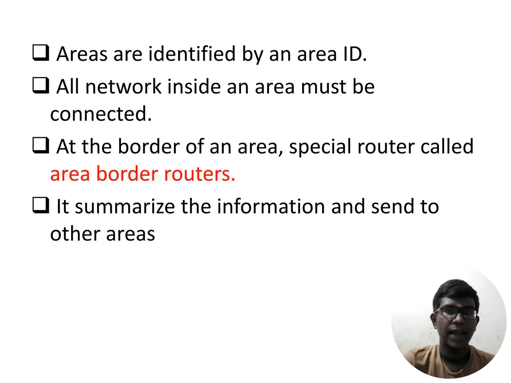Areas are identified by a unique area ID. All networks inside an area must be connected. At the border of an area, special routers called area border routers are used to connect two different areas inside a network. It summarizes the information and sends it to other areas for implementation.